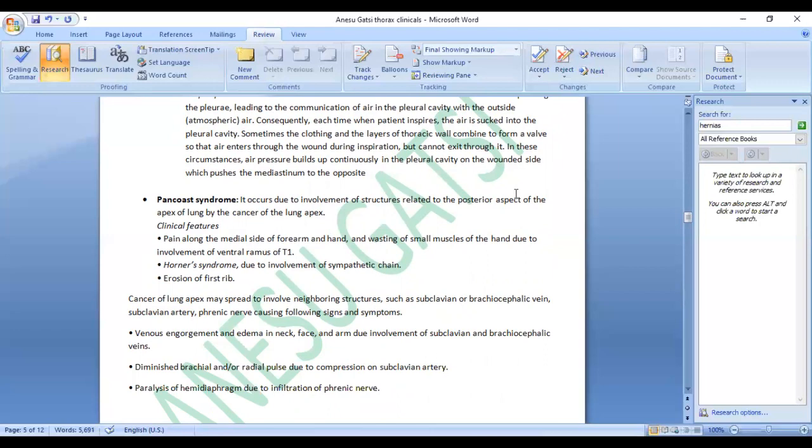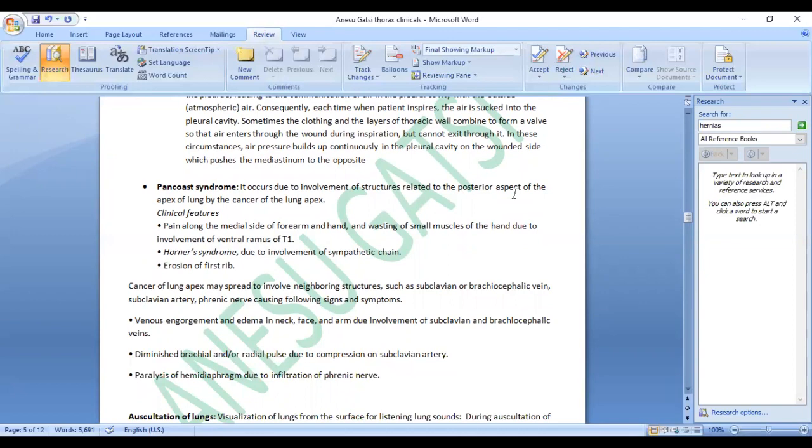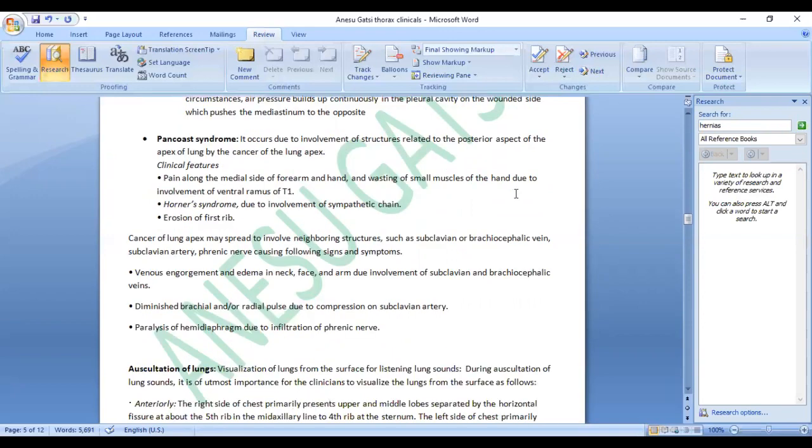Then you may have venous engorgement and edema in the neck, face, and arm if you block the subclavian and the brachiocephalic veins as you return blood to your heart. So you may have edema in the face and the neck, or even the upper limbs, because you've blocked the pathway of drainage for blood from these regions.